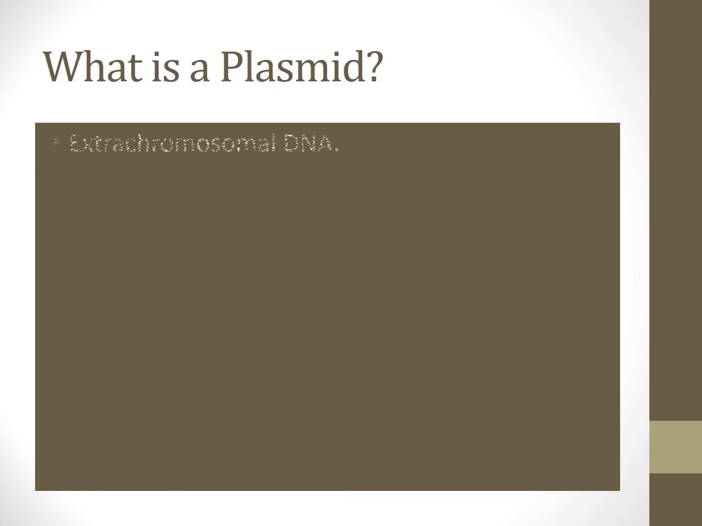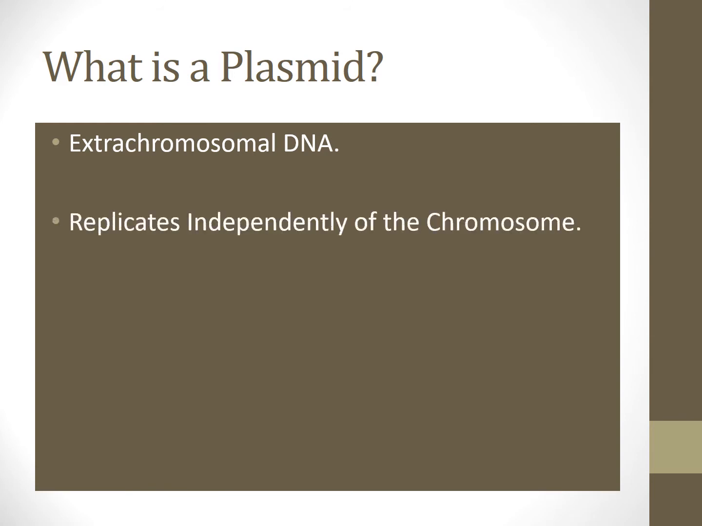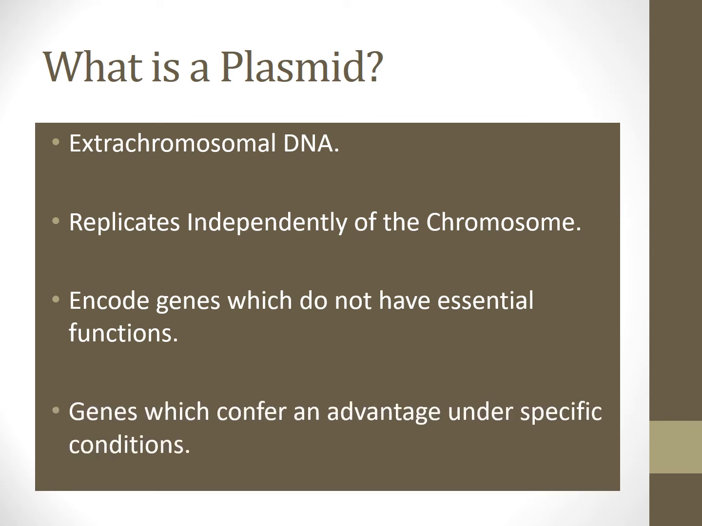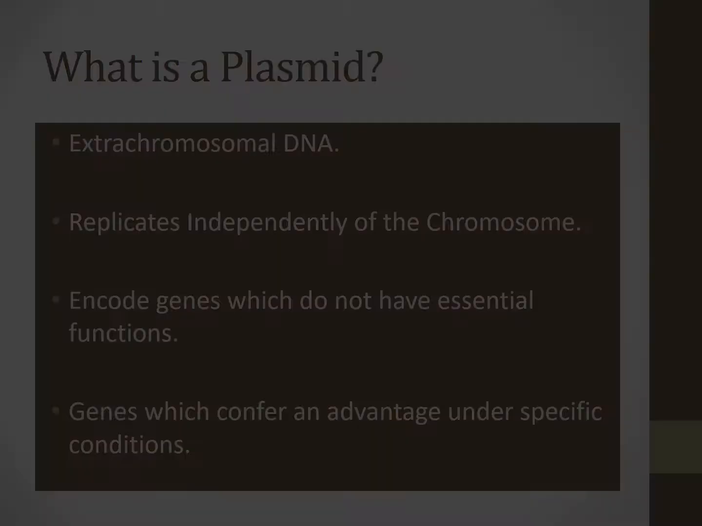What is a plasmid? A plasmid is an extrachromosomal DNA. It replicates independently of the chromosome. It encodes genes which do not have essential functions, and it encodes genes which confer an advantage under specific conditions.